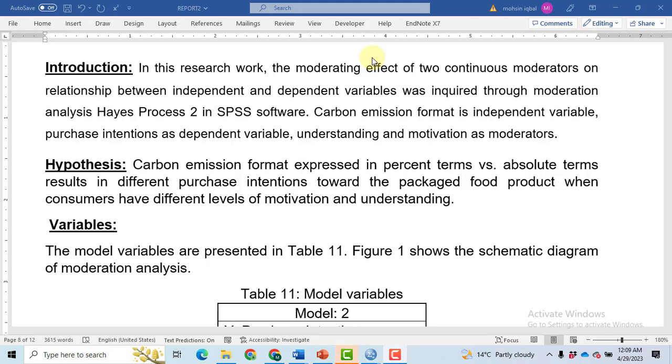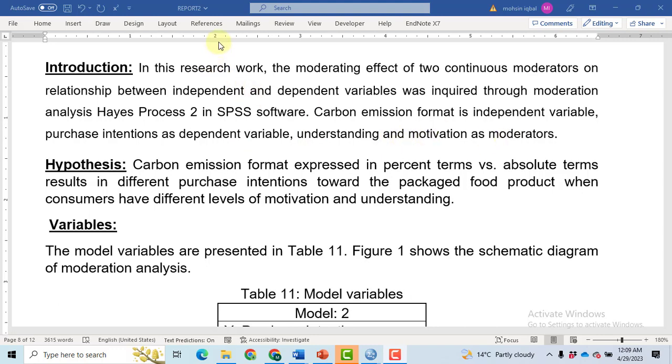Bismillahirrahmanirrahim. In this video, I will analyze survey data that contains two continuous moderators that affect the relationship between a categorical independent variable and a dependent variable using a moderation analysis, Hayes PROCESS Model 2, in the SPSS software.